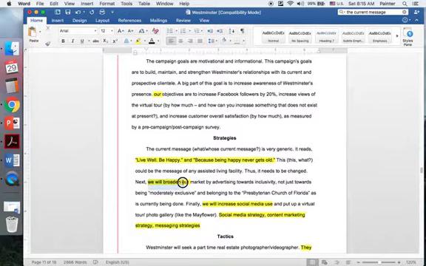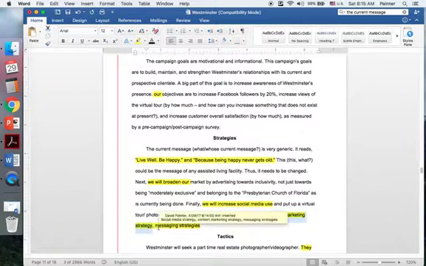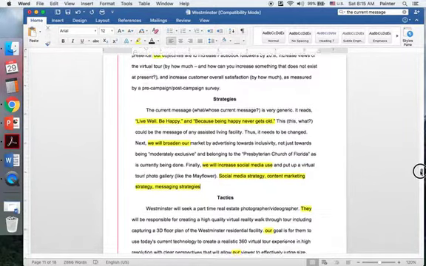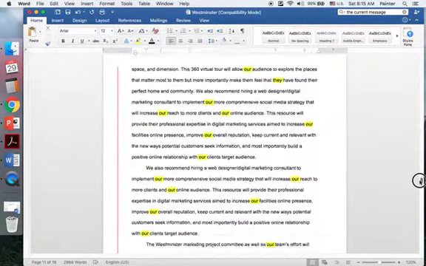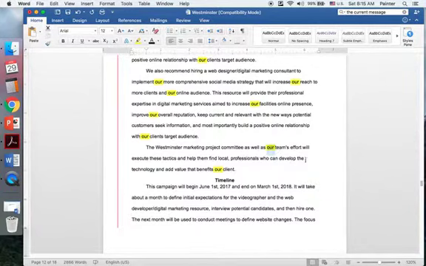Next, we will broaden our market. No, you're not broadening your market. Next, this campaign will attempt to broaden Westminster's market. And so you're using a social media strategy, a content marketing strategy with the blog and with the video and photographic tours, and then messaging strategies. So what are the messages that you want, which you have here, but you need to expand on that somewhat. Tactics looks pretty good except for all of this first person, right?